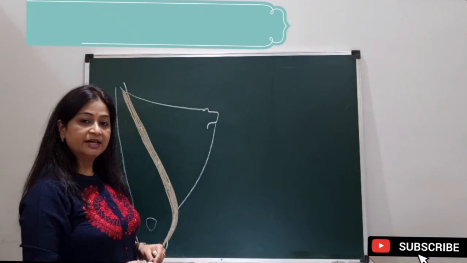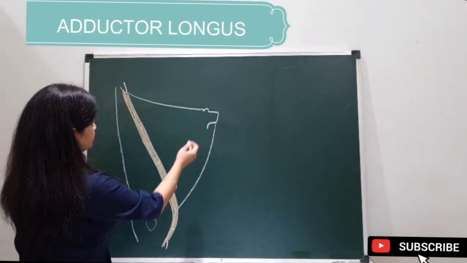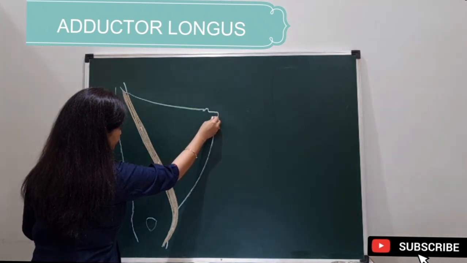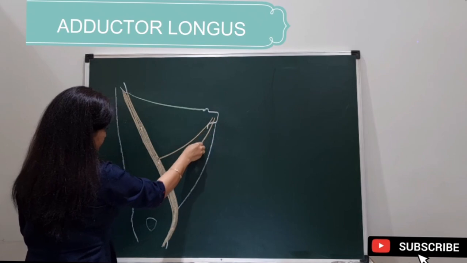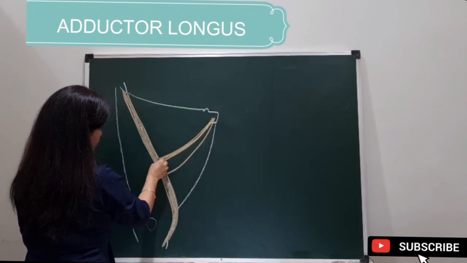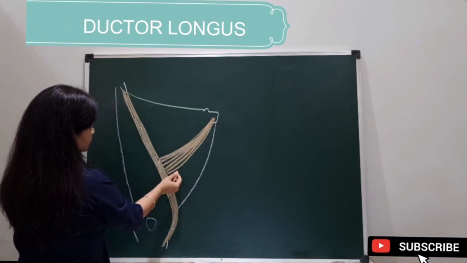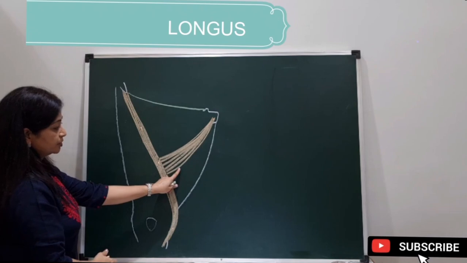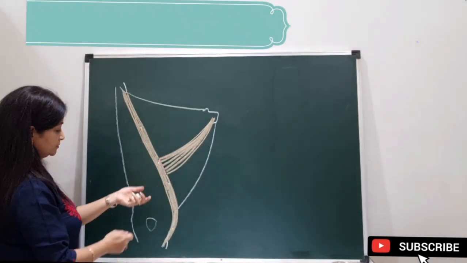Another muscle of the adductor compartment known as the adductor longus is attached to the pubic bone over here. So this is the medial border of the adductor longus and this is the lateral border.